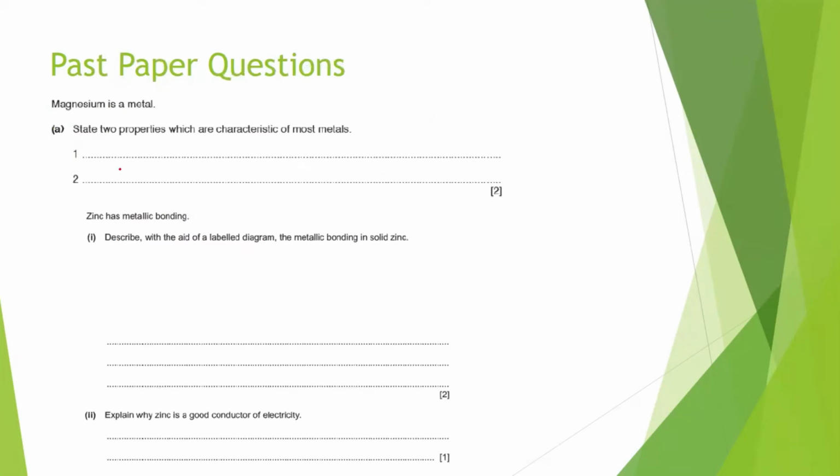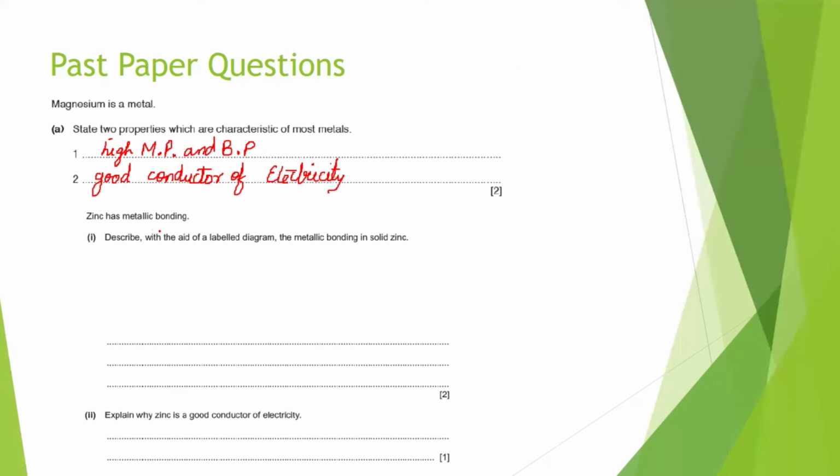So let's discuss some past paper questions. State two properties which are characteristics of most metals. We would say that they have high melting point and boiling point. And the other property is that they are good conductors of electricity because of free moving electrons.